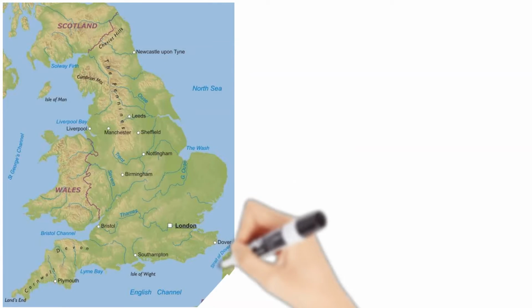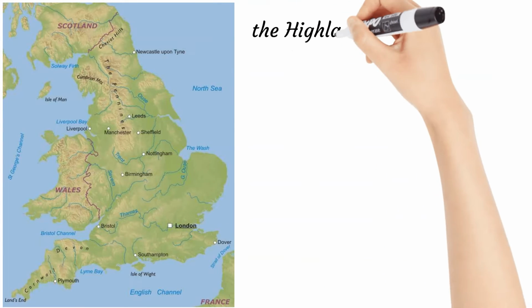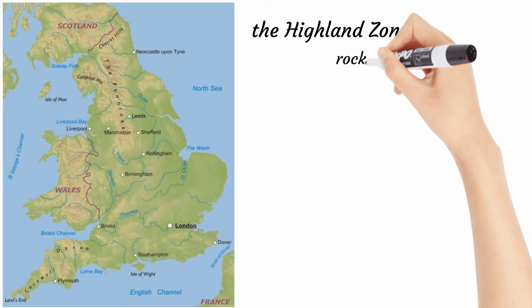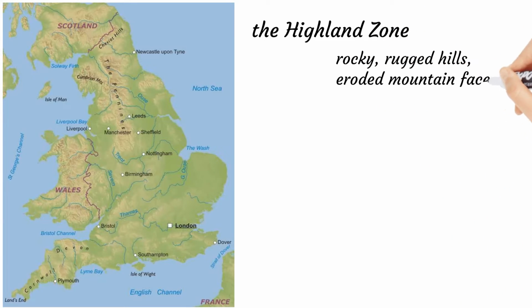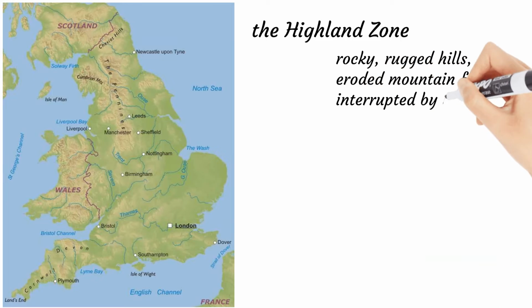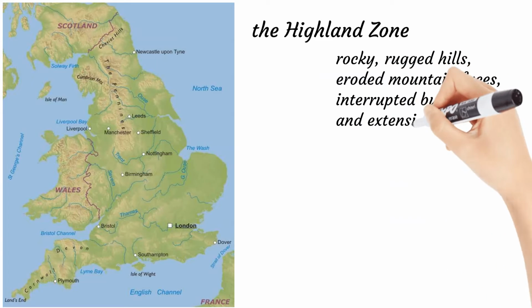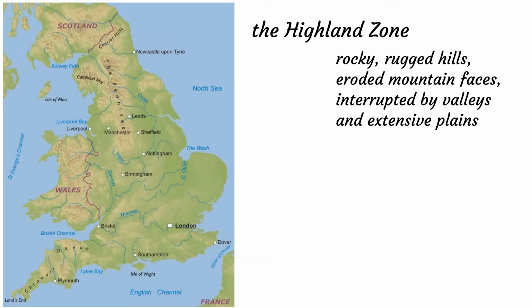England can be divided into 2 areas. First, the Highland Zone. This zone is characterized by rocky, rugged hills and eroded mountain faces, interrupted by valleys and extensive plains. Because these higher-lying areas get less sunlight during the day and more rainfall than the lower-lying areas, they are generally colder and unsuitable for farming.